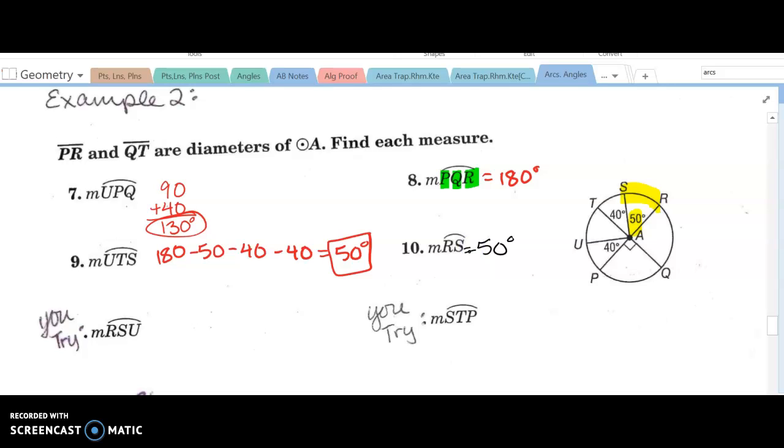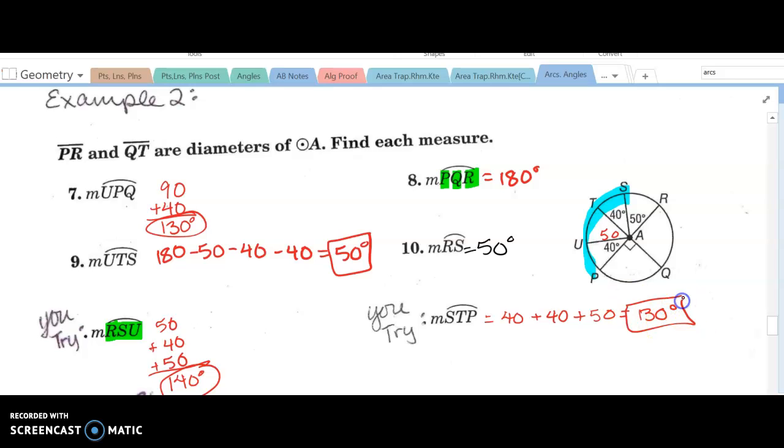And then on the next ones, if you'll pause and try these on your own and then come back to it. Okay, for this first one, R then S then U, this is going to be the 50 plus the 40 plus the 50, which adds up to 140 degrees. And then for S to the T to the P, you have, again, 40 plus 40 plus 50. I guess the other one was 50 plus 50 plus 40. So this one's 10 less. This one is 130 degrees.